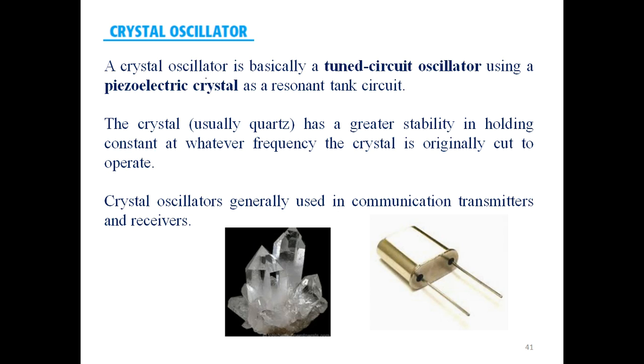Now just to talk about a crystal oscillator. What's a crystal oscillator? A crystal oscillator is basically a tuned circuit oscillator itself, which means again it's a combination of L and C, but here L and C are improvised, more accurate. So it's again a tuned circuit oscillator using a piezoelectric crystal as a resonant tank circuit. So this is an extremely important point. A crystal oscillator uses naturally available piezoelectric crystals.